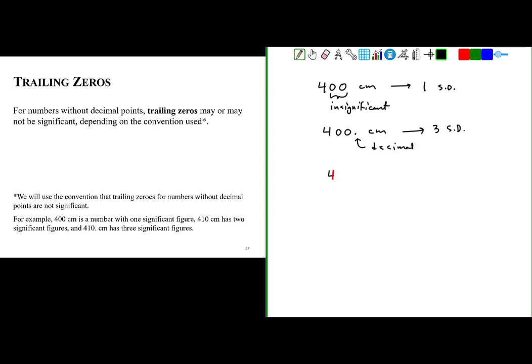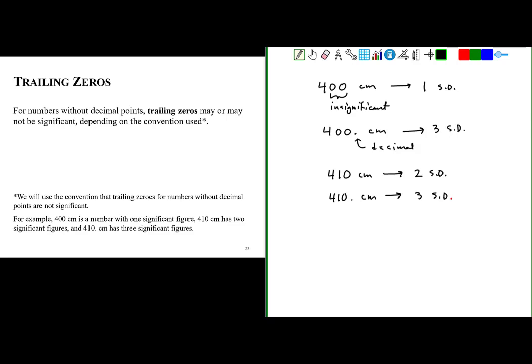For the number 410 centimeters, this number is going to be considered to have 2 significant digits because no decimal point is explicitly listed. But 410 with a decimal point is going to be considered to have 3 significant digits, because we have a 0 between a non-zero digit and a decimal point.